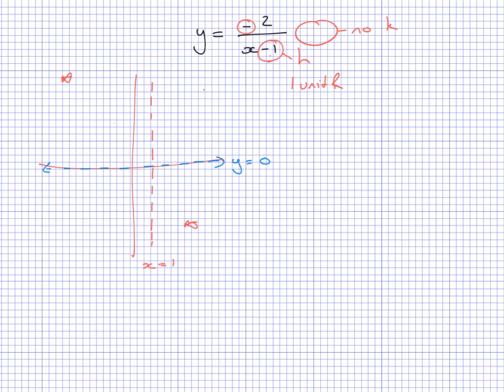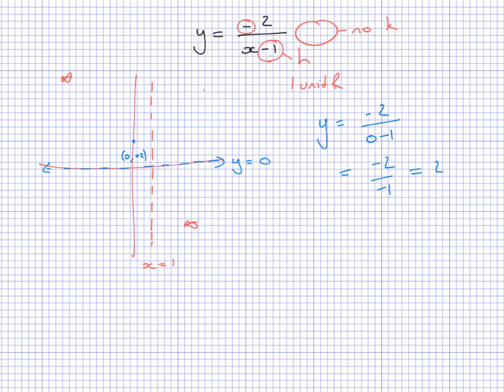So the next thing we're going to do is find out where the y-axis intercept is, and we do that by setting x equal to 0. Minus 2 over 0 minus 1, which is equal to minus 2 over minus 1, which is equal to 2. So we can graph this point here as 2. We'll graph it as (0, 2).